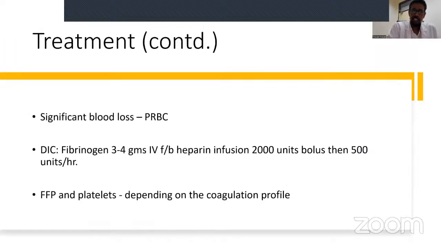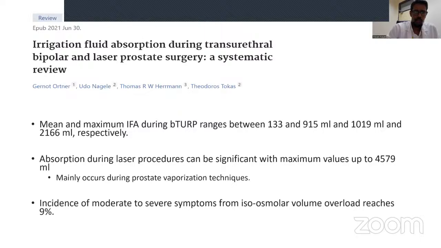Significant blood loss can be corrected by giving packed cells. DIC should be adequately treated with a combination of fibrinogen and heparin. FFP and platelets could also be administered depending on the coagulation profile. So that is a rough overview of TURP syndrome, its manifestations, and its treatment. This is probably the last slide that I want to talk about.